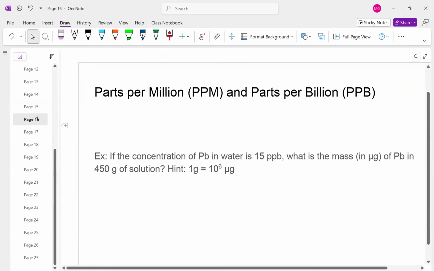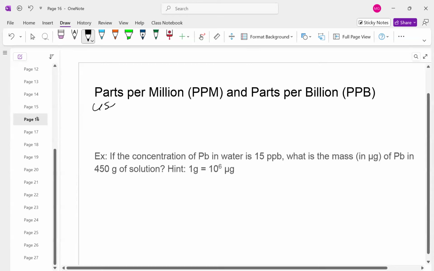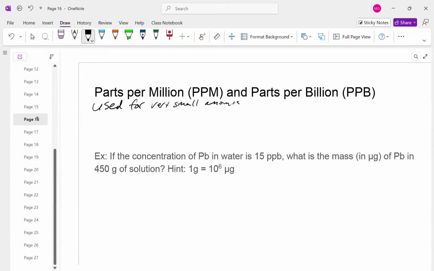All right, and the last type of concentration we're going to look at is what we call parts per million and parts per billion. This is usually used for very, very small amounts of solute. And often it's used to judge the purity of, say, water or wastewater or well water or things like that.